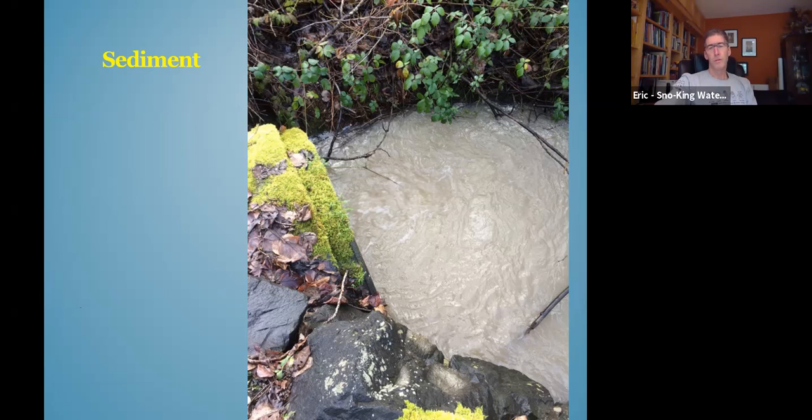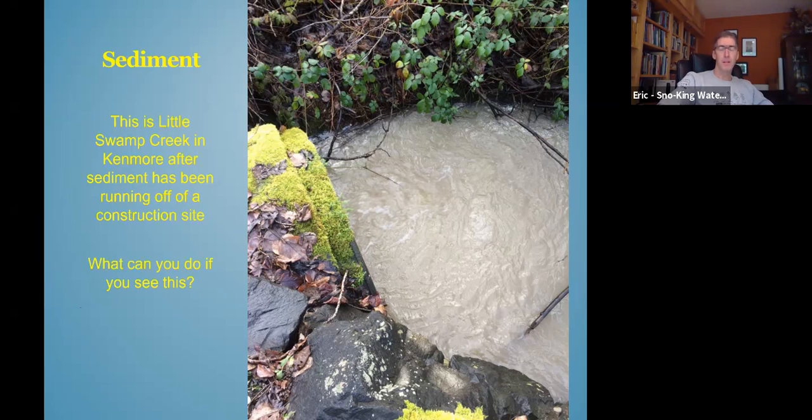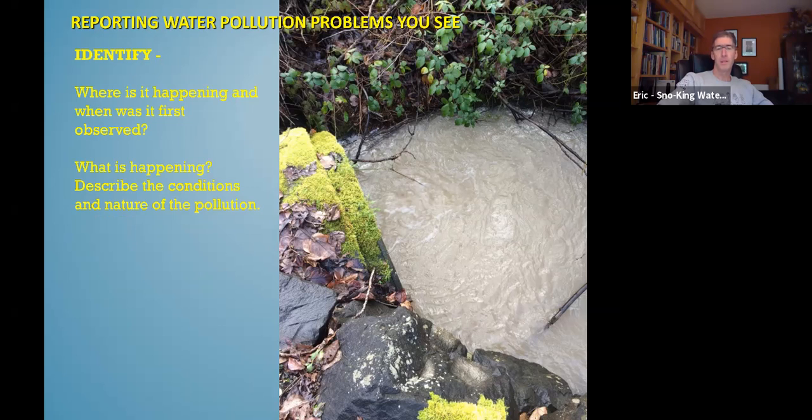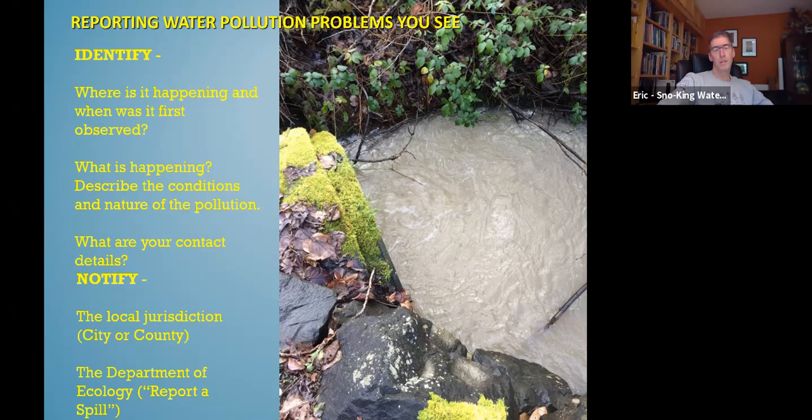Another type of water pollution is sediment. This is an example of a creek that I live on where sediment, basically dirt, was running off of a construction site. And if you see something like this, this is something that you can report. So first of all, you want to identify what it was that you saw: when and where, what's happening. When you report it to the agency, you're going to give them your information, and you're going to notify the local jurisdiction and the Department of Ecology.